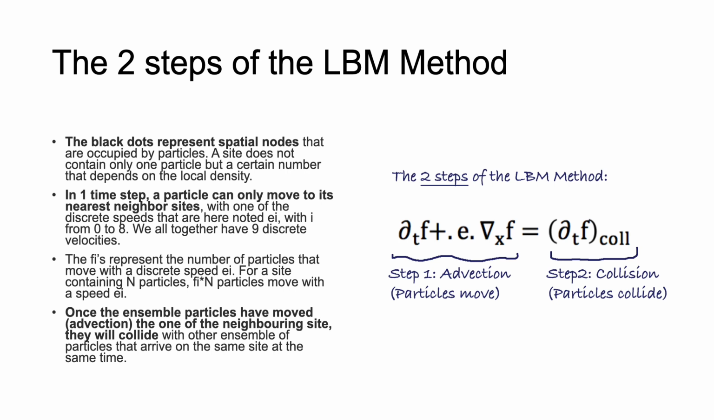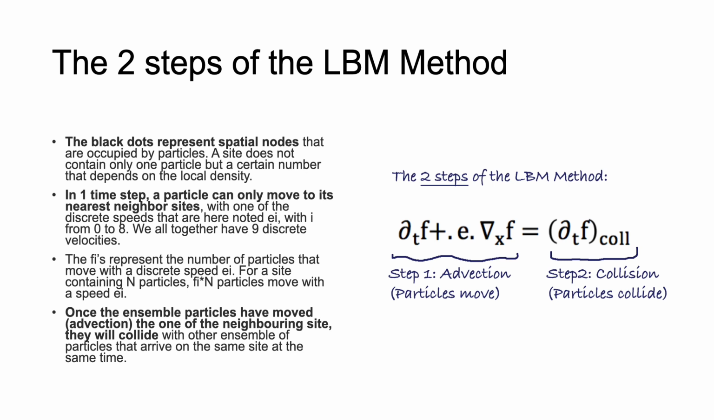So what happens is that during one time step, a particle can only move to its nearest neighbor sites with one of the discrete speeds that are noted from 0 to 8. And the Fi's represent the number of particles that move with a discrete speed EI from a site containing n particles. And finally, we have Fi multiplied by n particles move at a certain speed EI.